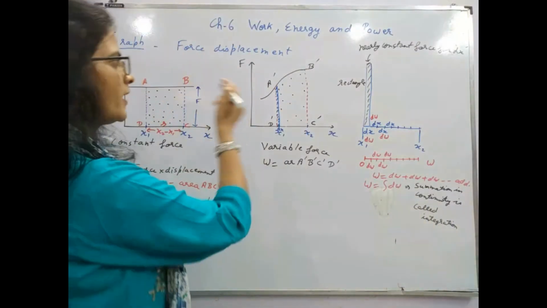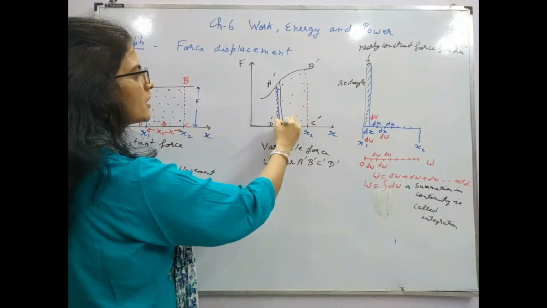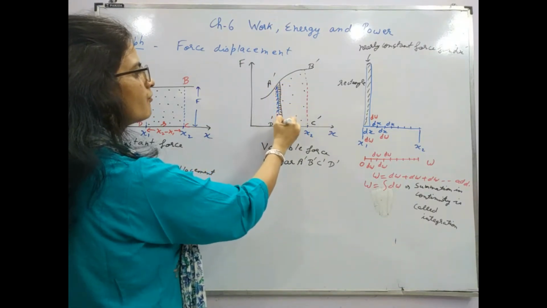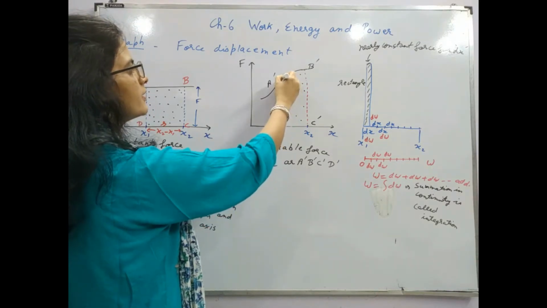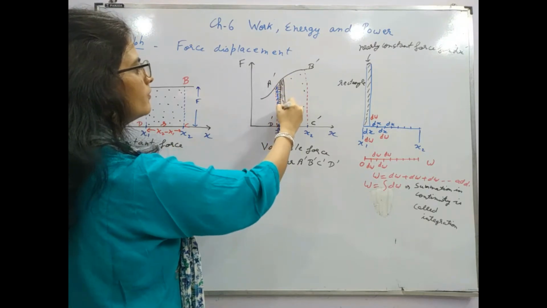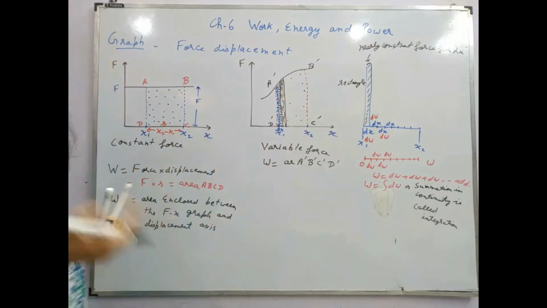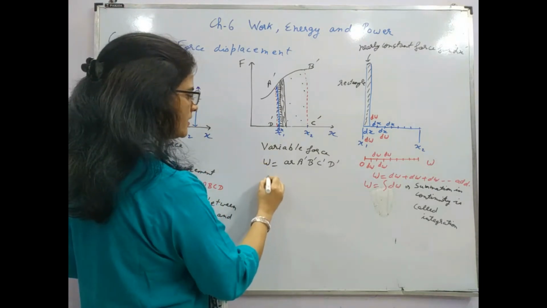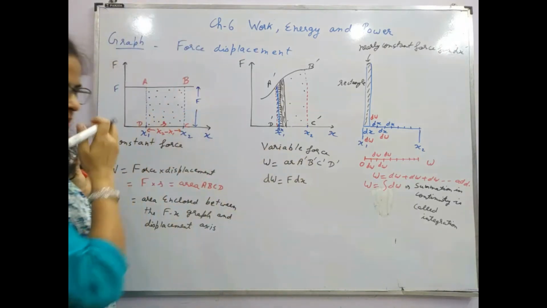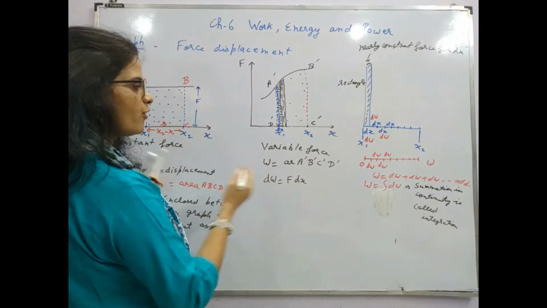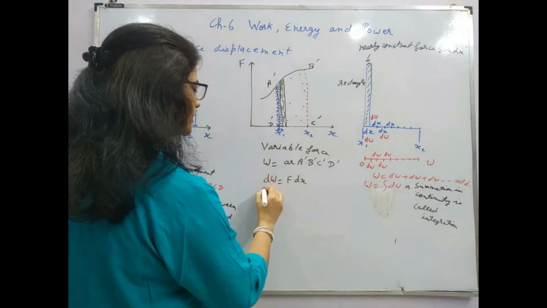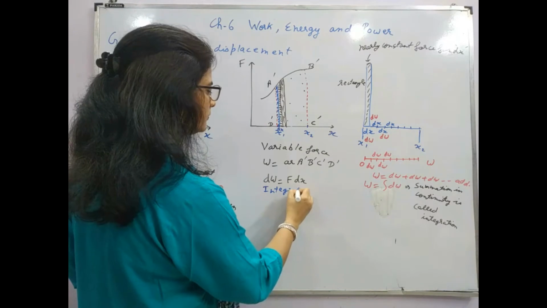So I can divide the whole journey between x1 to x2 into small intervals where the displacement for every interval is dx, right? And then I can add all the dW's, and dW for every interval is nearly constant force into displacement dx. So if I want to find the total work done, I will have to integrate for the total.